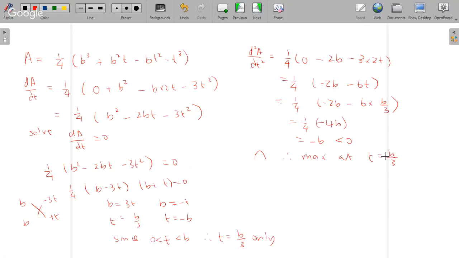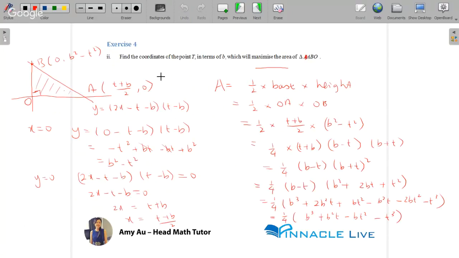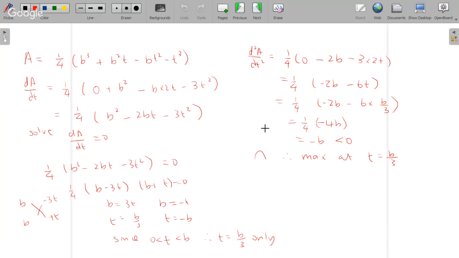Now let's go and make sure we've addressed the question. Look. So the question was, find the coordinates of t in terms of b that will maximize the area. So t was supposed to be like this. Yeah, just taking it from the question. So we sub in the value we just worked out. Simplify that second one a little bit.